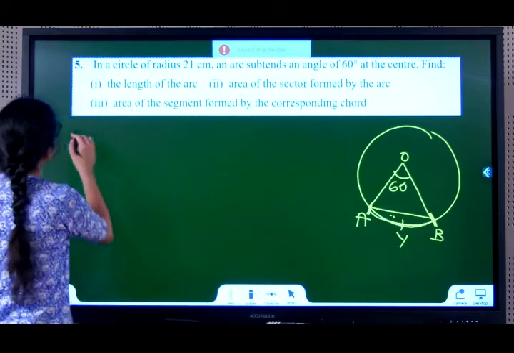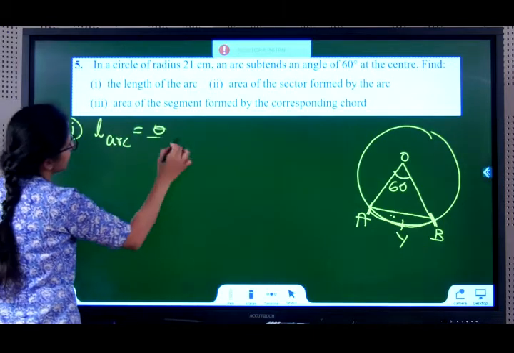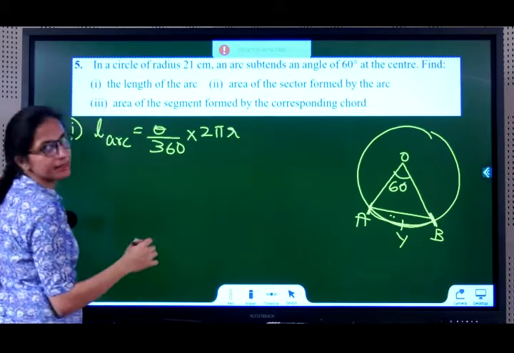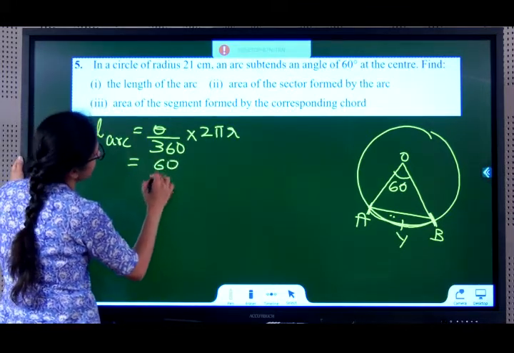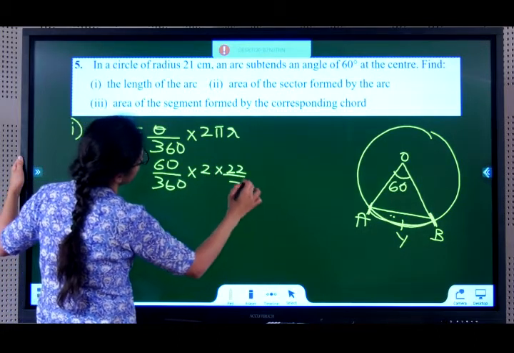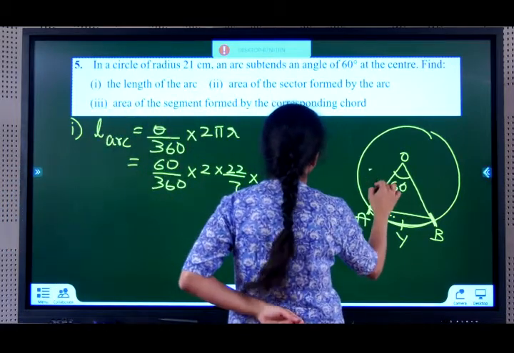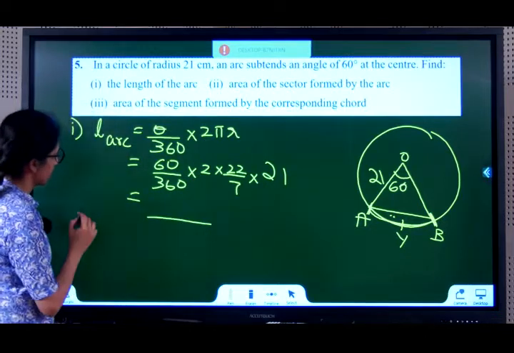So the first part is easy. Length of the arc, theta by 360 into 2 pi r. Since they have not told us to take pi as 3.14, stick to 22 by 7. So 60 by 360 into 2 into 22 by 7 into r. What is the r? Radius given in the question is 21. Solve this and see what you get as the answer.